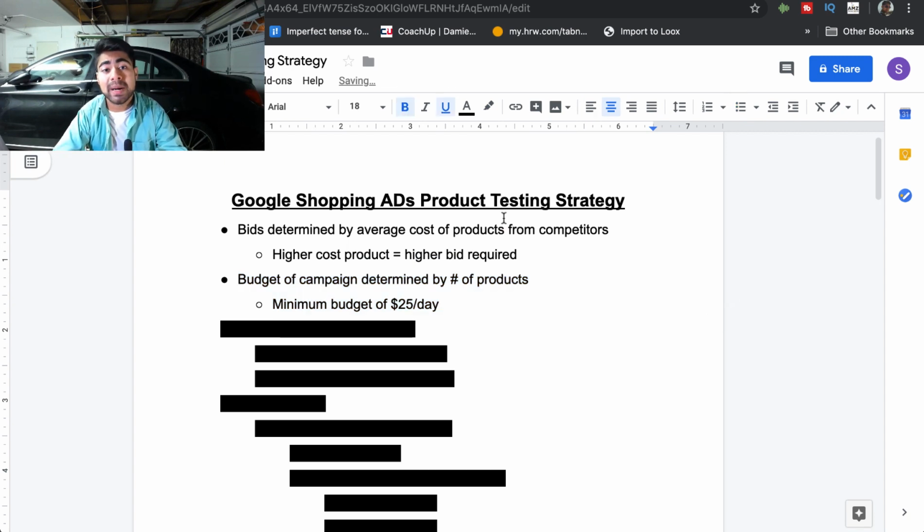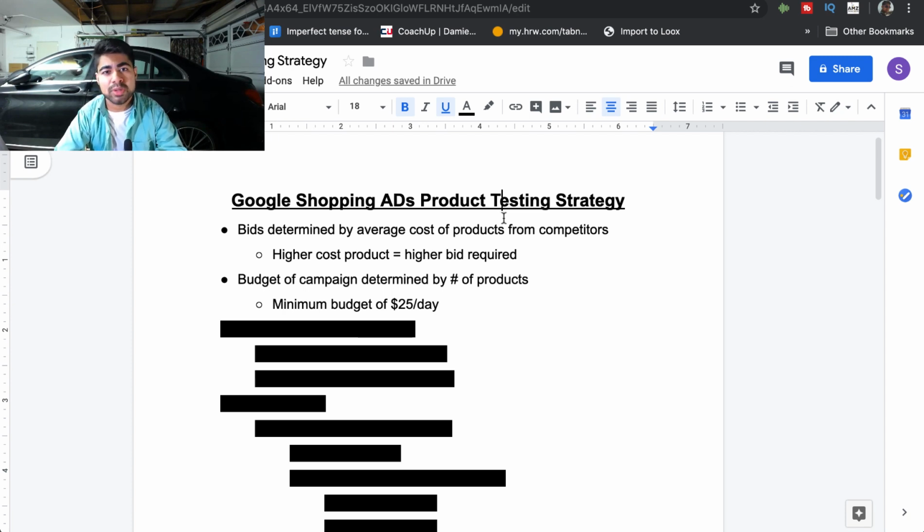How should you budget your campaigns? Well, a general rule of thumb I like to use for all of my new Shopify stores is that I like to start the budget at a minimum of $25 per day. It doesn't matter whether the new Shopify store has 10 products or 100. I usually start it at $25 a day and go from there.